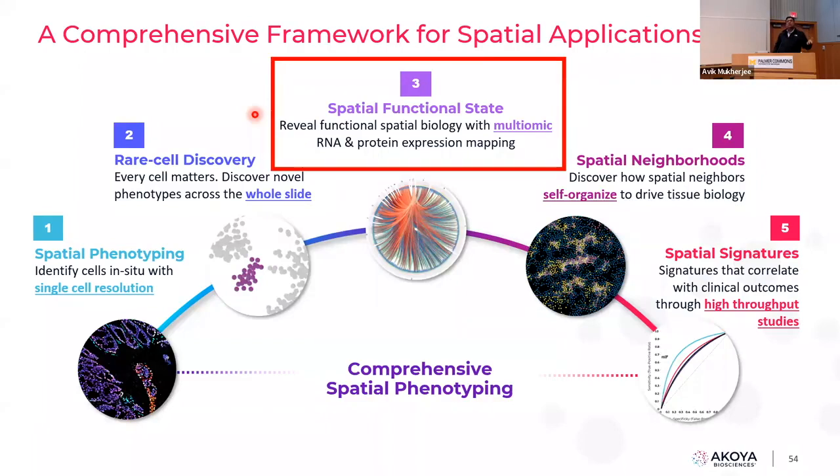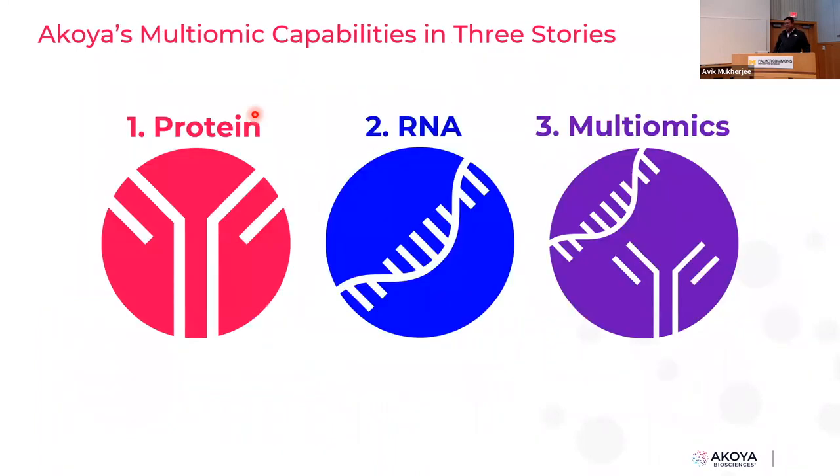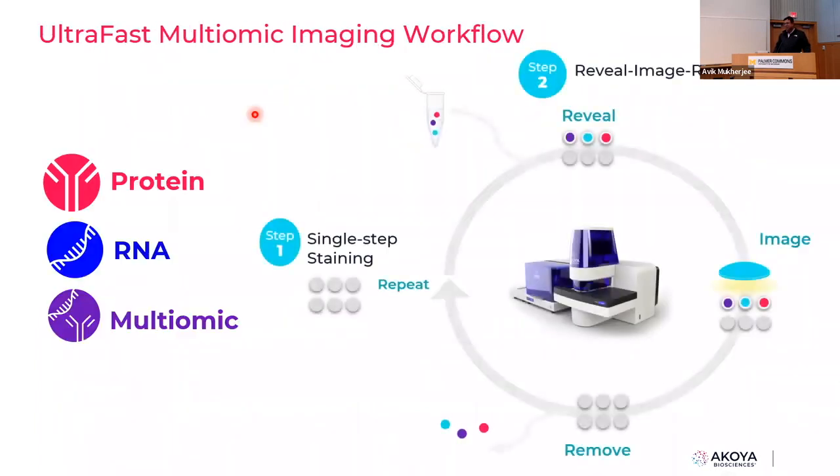If you want to see more RNA, and you don't want to be limited by 12, then we have the multi-omic approach, where on the same piece of tissue, you can look at hundreds of proteins and hundreds of RNAs.